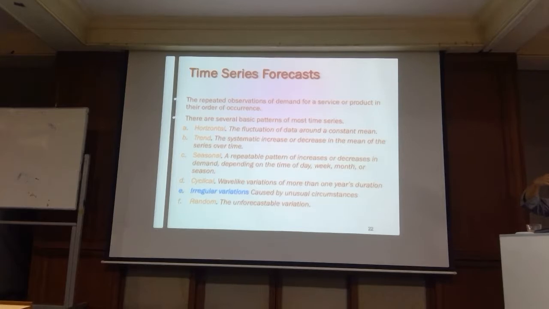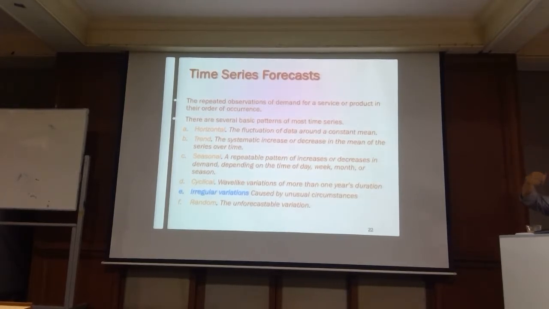This is the type of pattern where we have the fluctuation of the data around the mean, right? It's like that on the horizontal. And the trend, we see a lot about the trend. Trend is about the systematic increase and also decrease of the series of data over time. Seasonal is about the repeatable pattern, increase or decrease over time, maybe day, weeks, month, or season. Cyclical is quite the same as seasonal, but it's longer, more than 1 year.